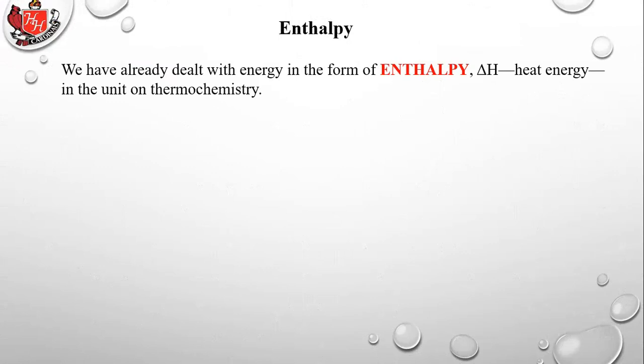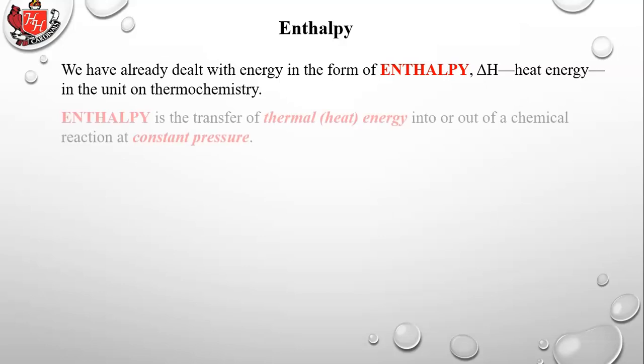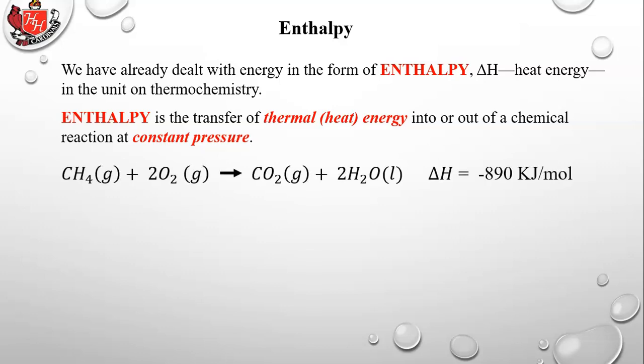We have already dealt with energy in the form of enthalpy, delta H, and that's heat energy, in the unit on thermochemistry, so that was back near the beginning of the course. Enthalpy is the transfer of thermal heat energy into or out of a chemical reaction at constant pressure. So there we see a combustion reaction of methane, and it releases energy. That's an exothermic reaction, releases negative 890 kilojoules per mole.